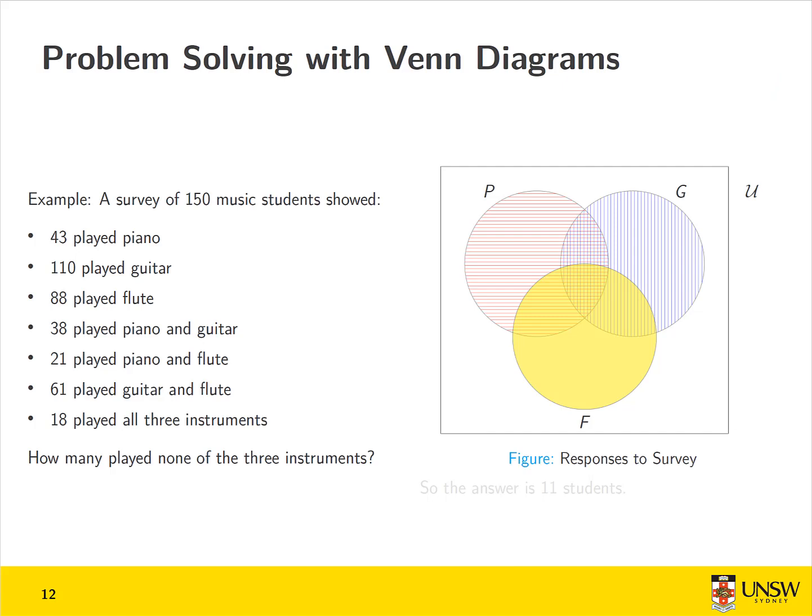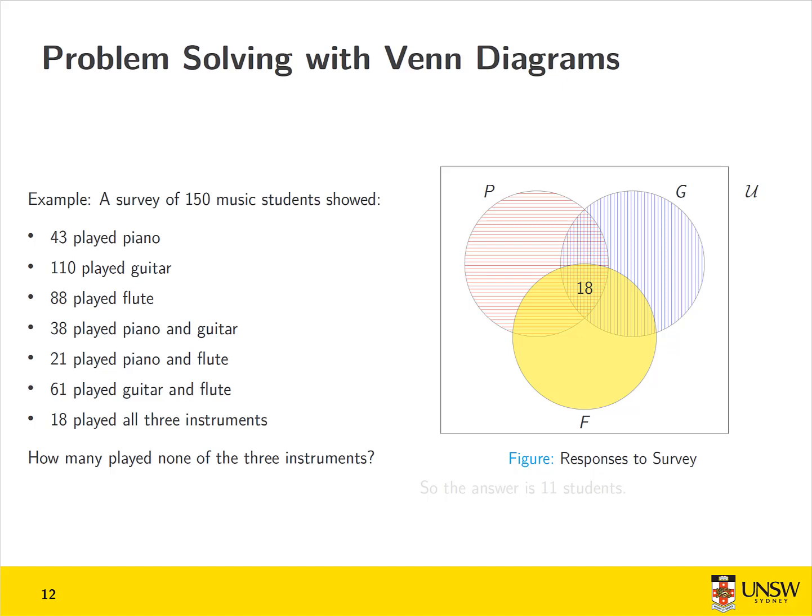Let's draw up a Venn diagram representing the information. Here, the set P represents students who play piano, G represents those who play guitar, and F represents those who play flute. Working from the inside out, we know for sure that 18 students played all three instruments. So we can write the number 18 in the intersection of all three sets here, where the number 18 represents not an element of the sets, but the size of the section it lies in.